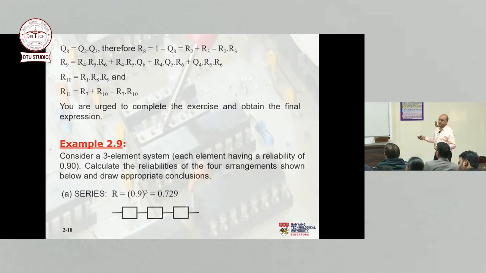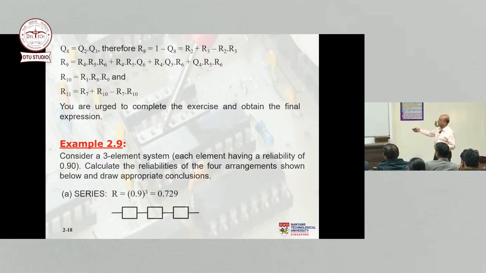One more example. I have put a lot of examples here so that it sets the tone. Consider a 3-element system, each element having a reliability of 0.9. Calculate the reliabilities of the 4 arrangements. Now I want to show you clearly which arrangement is better, and we have to draw appropriate conclusions.